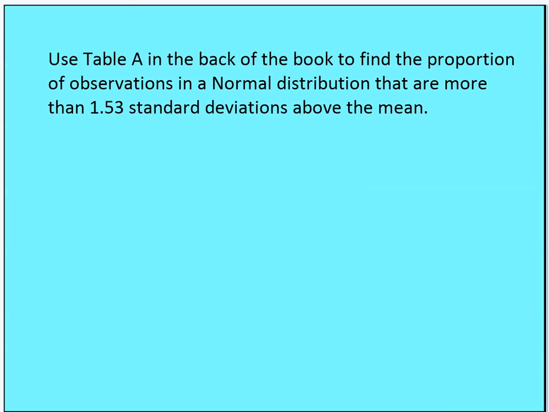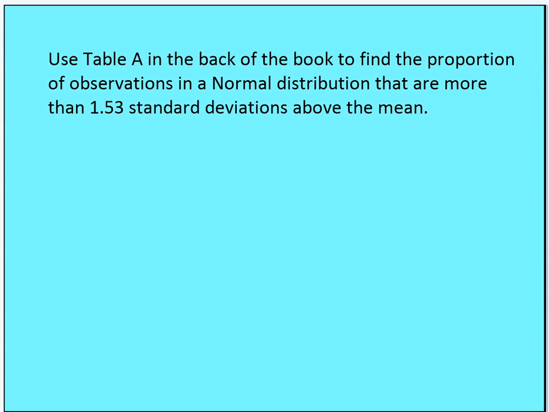All right, so this brings us to our second classwork problem, 2.2.2. You're going to use Table A in the back of the book to find the proportion of observations in a normal distribution that are more than 1.53 standard deviations above the mean. So you can write this down, and I'm going to move on a second. Please pause.